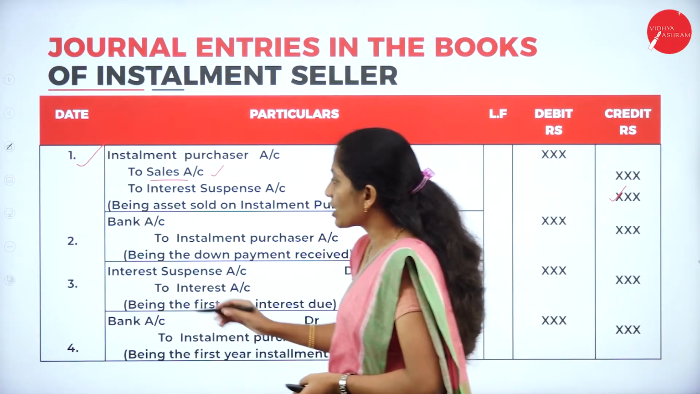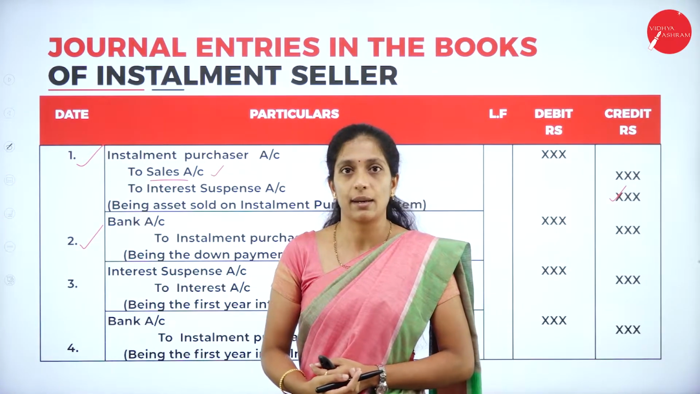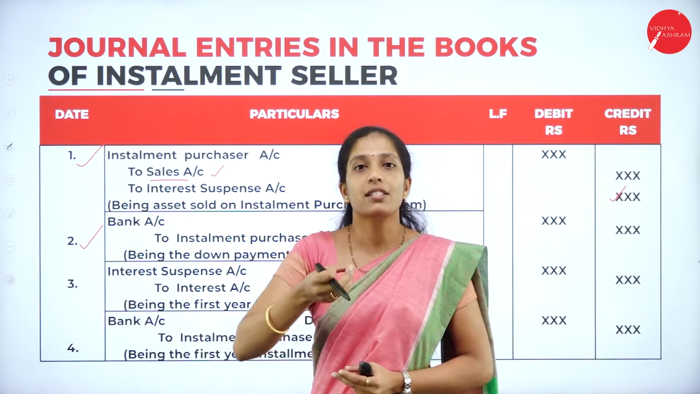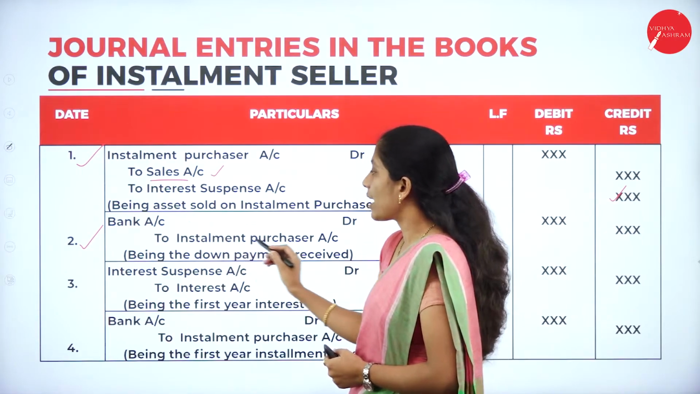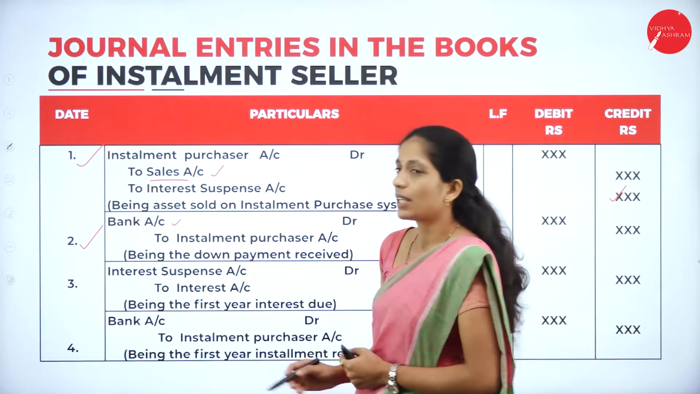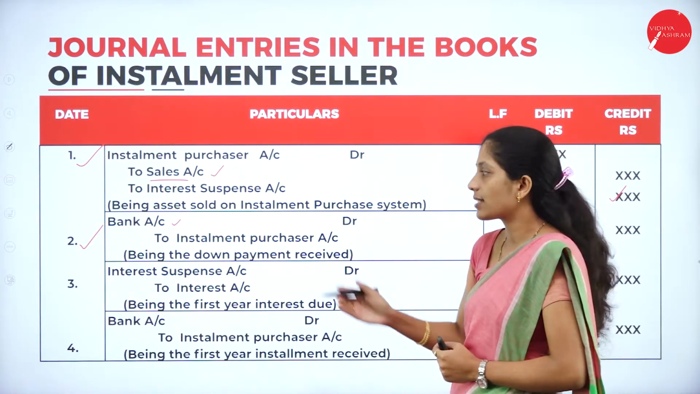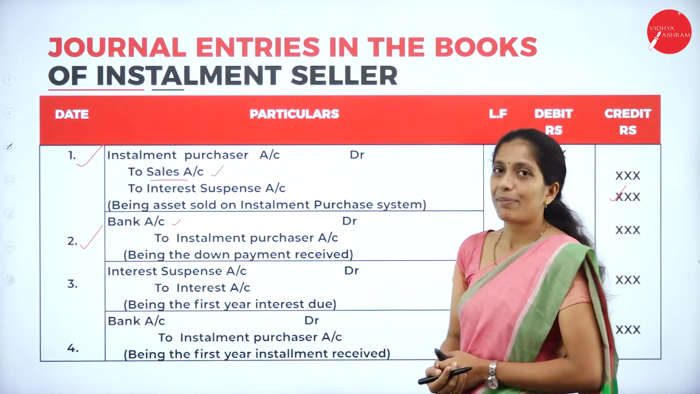And the second entry is for what? Receiving the down payment, that is on the date of agreement. The asset has been sold, we have recorded the entry. Next, receiving of down payment. So what is the entry? Bank account debit to installment purchaser account. We are receiving the amount, so debit bank account. From whom are we receiving? From the installment purchaser. So credit installment purchaser account, being the down payment received.